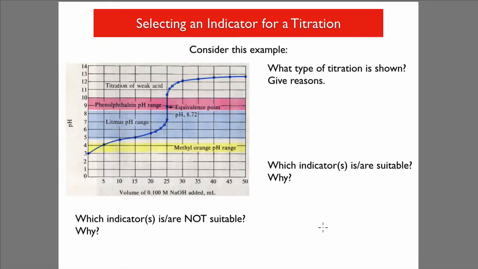Let's consider this example. What type of titration is shown? Well, obviously it is a weak acid. We're adding a, what does that go to? It goes to 13, a strong base.